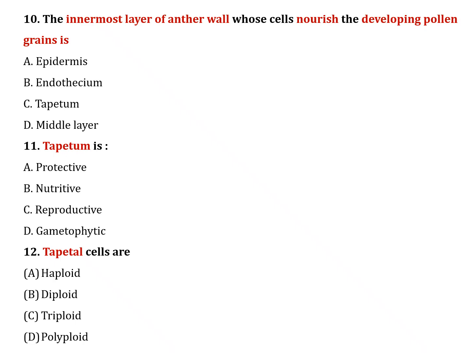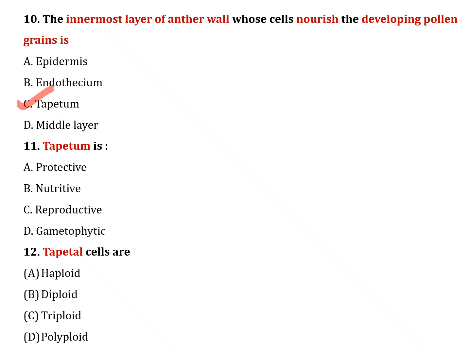The next question number 10. The innermost layer of anther wall whose cells nourishes the developing pollen grain is option A epidermis, option B endothelium, option C tapetum, option D middle layer. Correct answer is option C tapetum. Tapetum provides nutrient to the developing microspores.